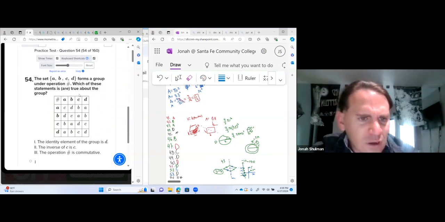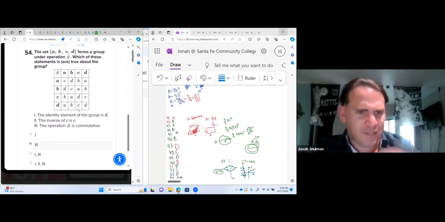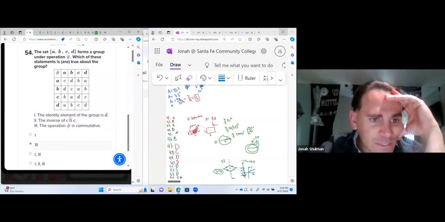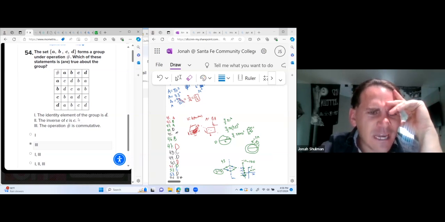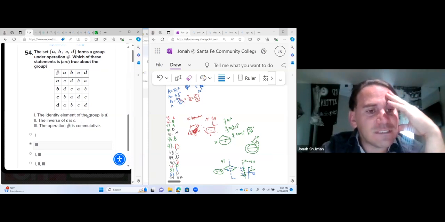The set, which is true. Oh, I went with 3. Inverse means the opposite. Is it commutative? Yes. Is the identity element of the group D? Well, we know it can't be 1.